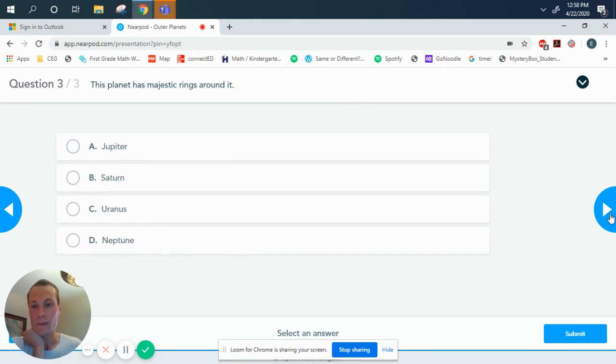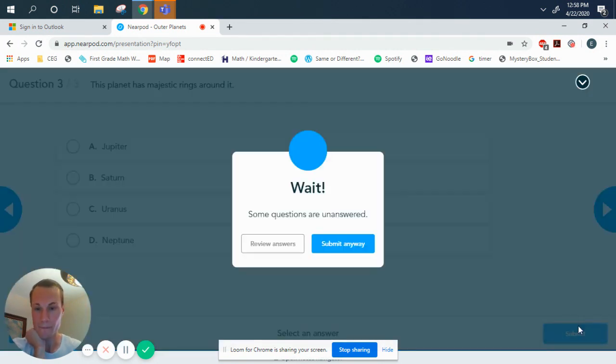Last question. This planet has majestic rings orbiting around it. Jupiter, Saturn, Uranus, or Neptune? Which one has the majestic rings? Pick your answer, write the letter on the paper. Once you're finished, you'll hit submit, and that's it.